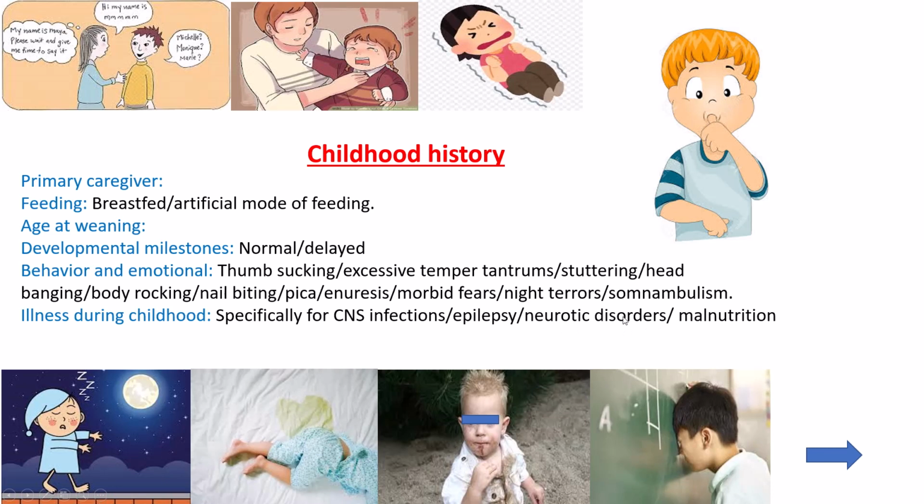Neurotic disorder: any other neurotic disorders like anxiety, phobia, obsessive compulsive disorder, anything there, we have to take down. Malnutrition, it's about nutrition. Protein energy malnutrition, that we can write here if there. So this is about childhood history.